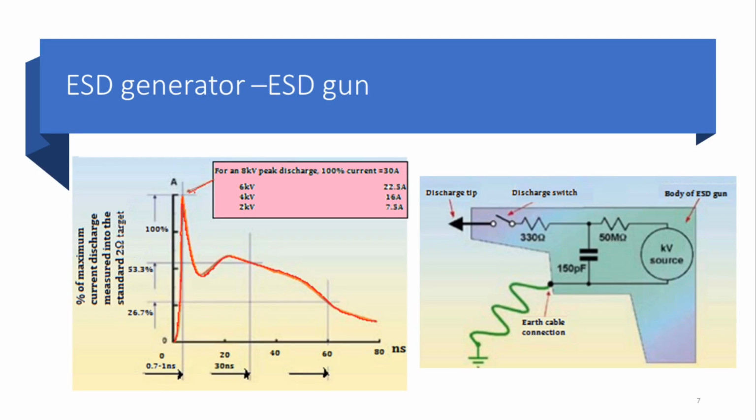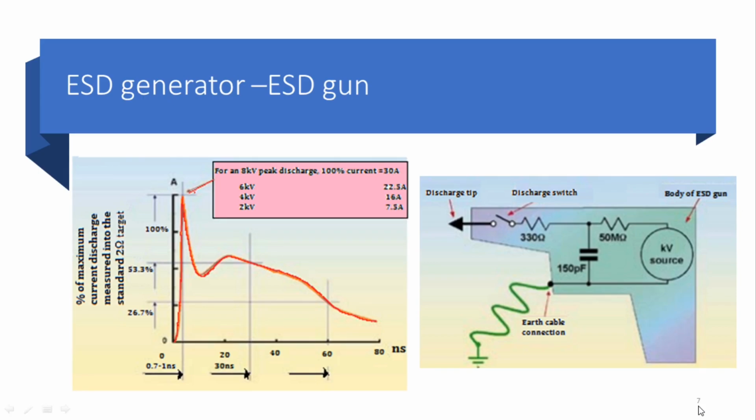So on the right, you can see the ESD generator, which creates this kind of a waveform. You can see this is the body of the ESD gun. So this has to be simulated. It's kind of resembling the amount of static discharge from bodies. This is a human body model.